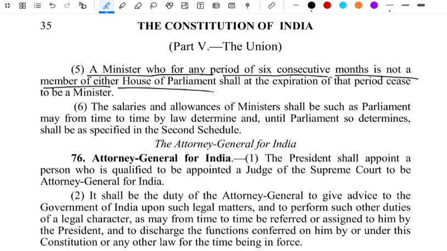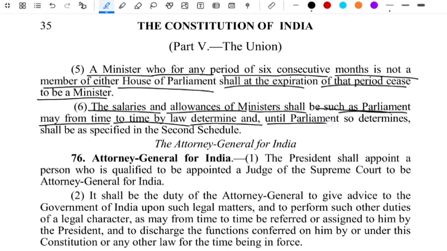So next is: a minister who for any period of six consecutive months is not a member of either House of Parliament shall at the expiration of this period cease to be a minister. The salary and allowances of ministers shall be such as Parliament may from time to time by law determine, and until Parliament so determines, shall be as specified in the Second Schedule. So the Second Schedule shows the provisions related to their salary.